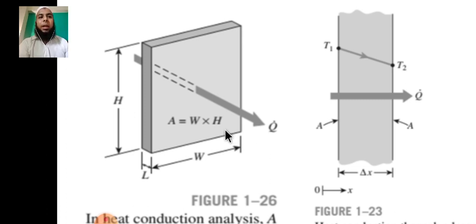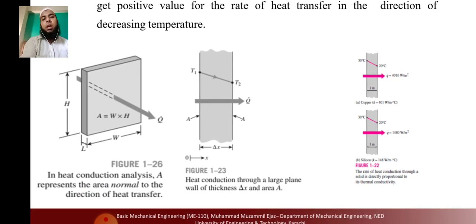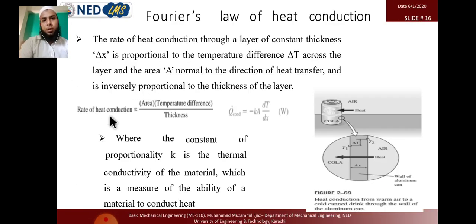Okay, and it is inversely proportional to thickness. You can see the thickness, this is the thickness of the plate. If the thickness of the plate is increased, it will resist the heat going from higher to lower temperature. So definitely it will be inversely related to the heat transfer rate. So the rate of conduction heat transfer is directly proportional to the area and the temperature differential, but inversely related to the thickness.